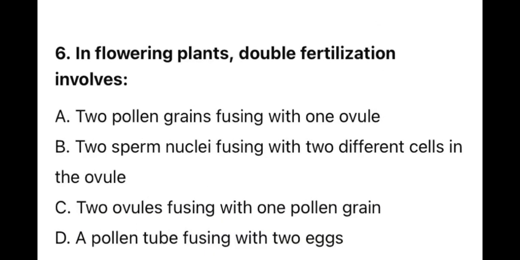Question 6. In flowering plants, double fertilization involves dash. A. Two pollen grains fusing with one ovule. B. Two sperm nuclei fusing with two different cells in the ovule. C. Two ovules fusing with one pollen grain. D. A pollen tube fusing with two eggs.